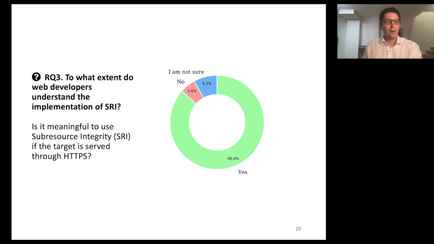So for the third question, to what extent do web developers understand the implementation of SRI? We asked a couple of closed-ended questions, with first this one. Is it meaningful to use sub-resource integrity if the target is served through HTTPS? And here we noticed that 86% provided the correct answer. So they clearly understand that the problem is not on the communication link, but on the third-party server.